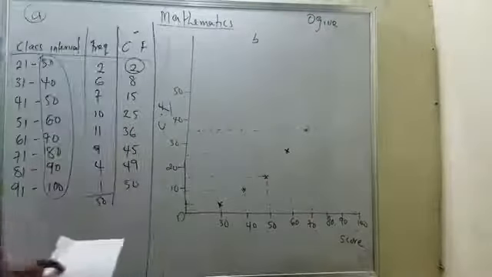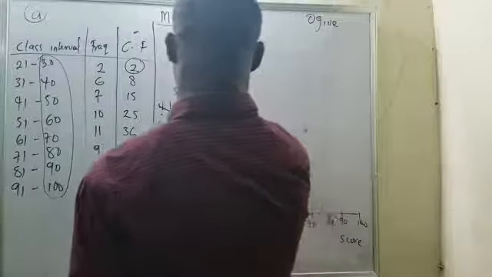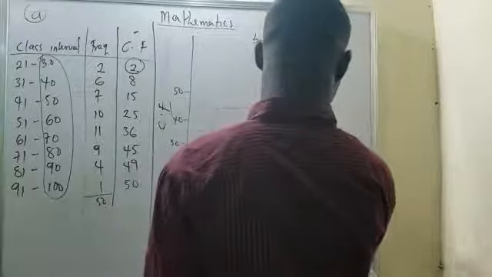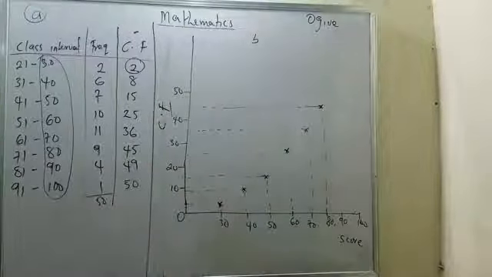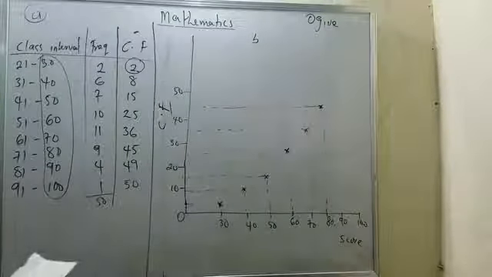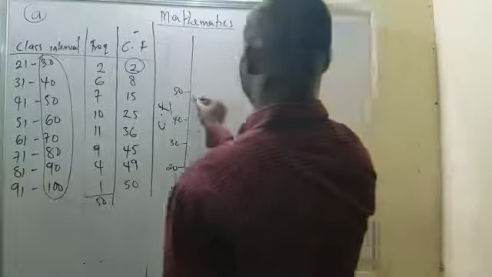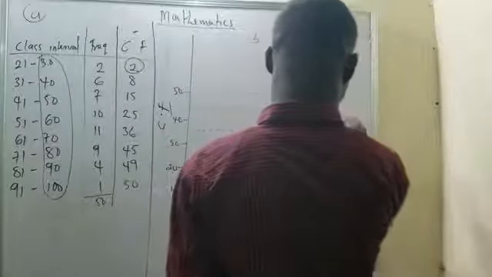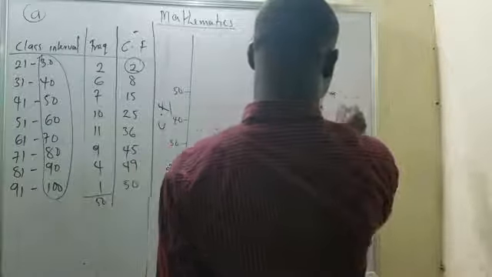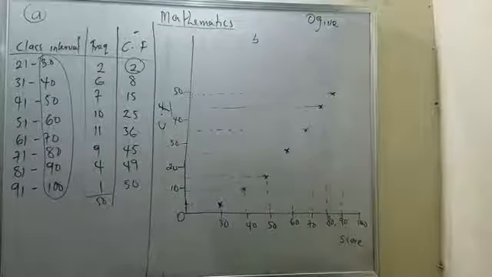When you are at 80, the cumulative frequency is 45. It means I'm talking about 45 here, halfway. With the help of your graph, this will be very easy to locate without any problem. I'm just sketching here for you to understand. When I'm at 90, it is 49, so this is 49 and 90. When I'm at 100, it is 50.